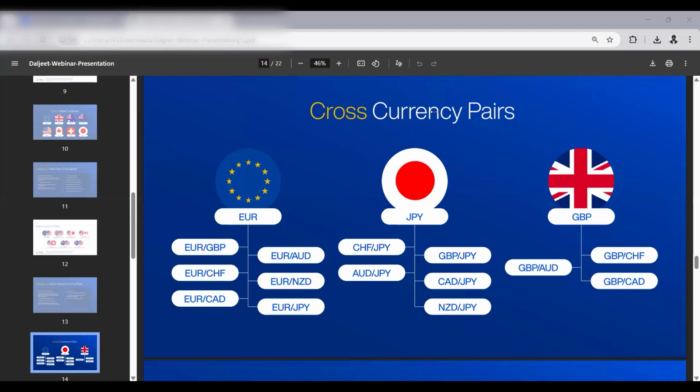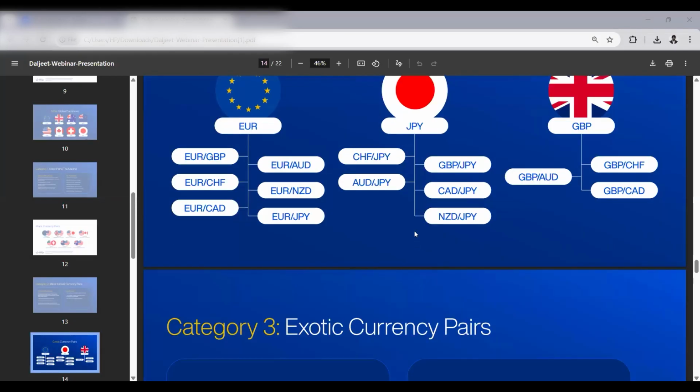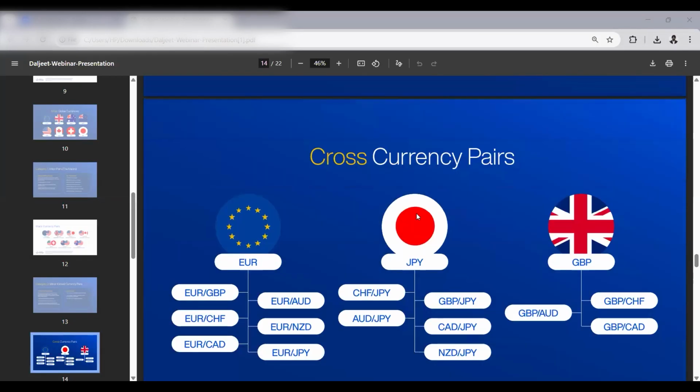You can also take a screenshot of these cross currency pairs, because in the upcoming sessions of this forex market training course, you will need this.